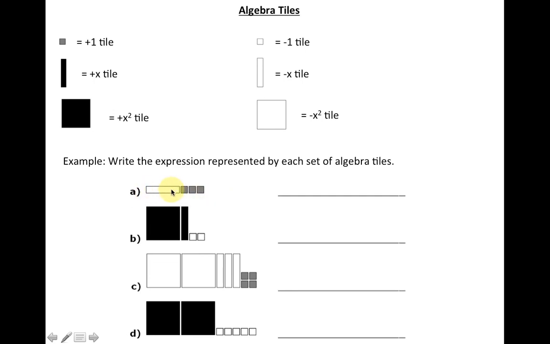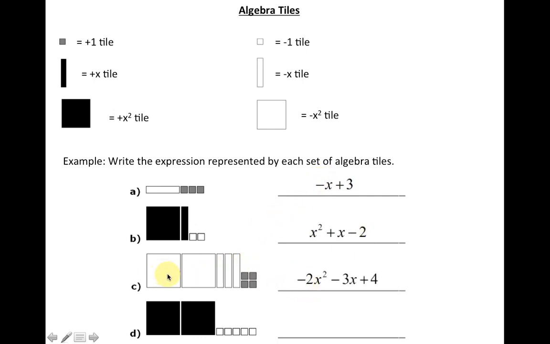So here we have 1, 2, 3, 4 tiles. You can see that this one is a negative x, and these 3 are positive 1s. So in total, we have negative x plus 3. The next one, we have an x squared tile, an x tile, and then 2 negative 1 tiles, giving us x squared plus x minus 2.